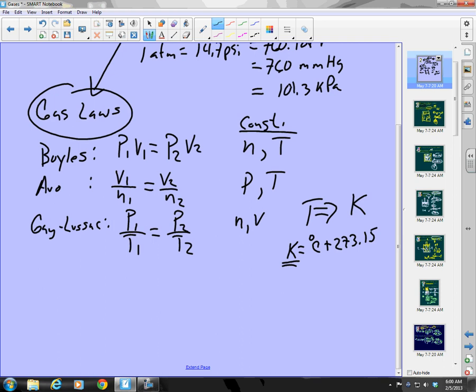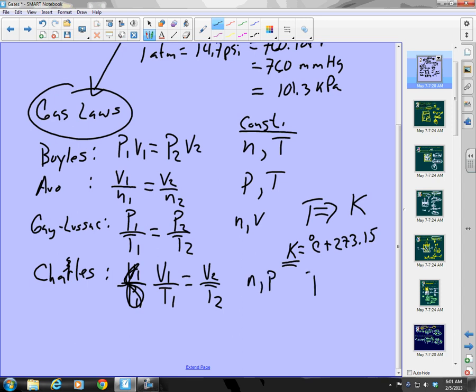What was the next one? We said we are relating volume and temperature, and that is Charles's law. How about we spell it right? Charles's law, and that is V1 over T1 is equal to V2 over T2. Moles and pressure are constant, but what must be true about T? T must be in Kelvin. As long as my units of volume are the same, milliliters, milliliters, liters, liters, hectoliters, hectoliters, that's fine. But my T must be in Kelvin.